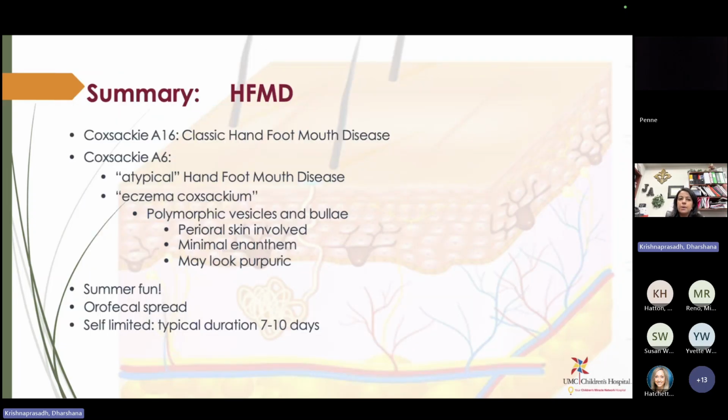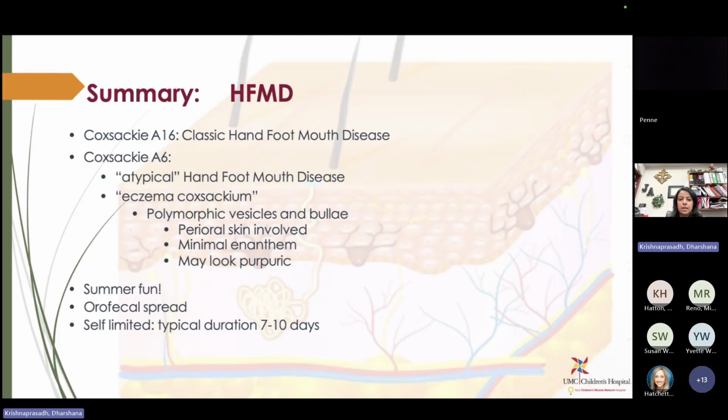It is caused by Coxsackie A virus. Usually there is a typical presentation, which were the pictures that we saw. They can have polymorphic vesicles, bullae, perioral skin involvement. They can have purpuric skin lesions as well. Usually seen in the summertime, it is a fecal-oral spread.